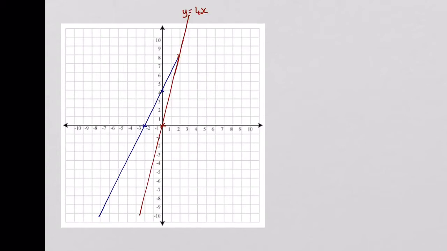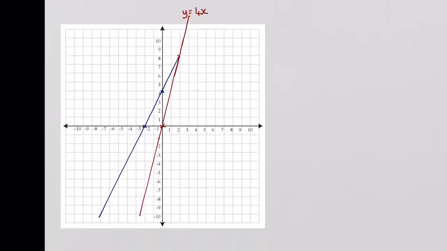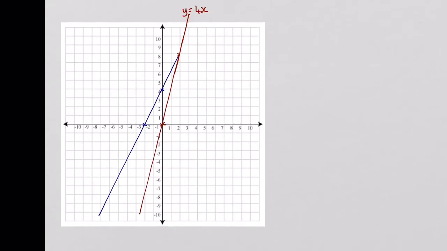And then for the second line, the red line, that line is only valid, y equals 4x, when x is positive or greater than 2 at least. So we need to now erase the negative aspect of this line. So your final graph then would look like that.